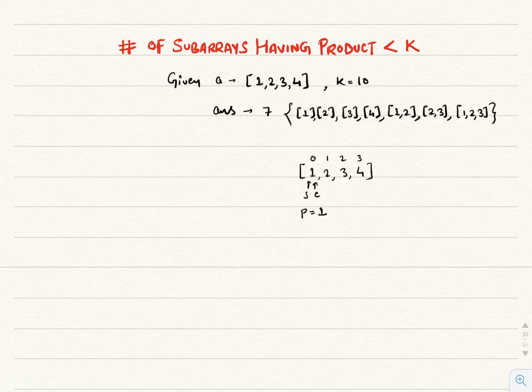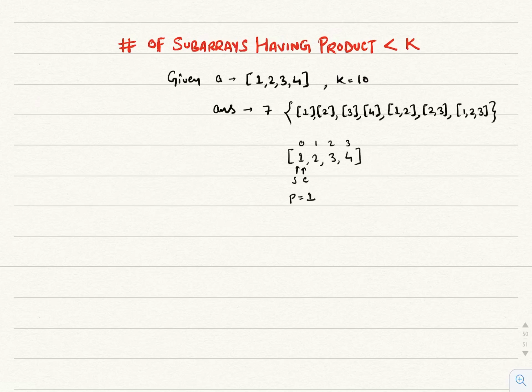Now we will keep incrementing end as long as p is less than k, which will also change the window along with it. But how will we know the number of subarrays contributing to the answer from each window? Let's see how. When S and E are pointing to index 0, we have only one subarray containing just 1, whose product is less than k. So let's put that count in a variable, let's say subcount. So subcount will hold 1, and the subarray contributing to this count will be just 1.